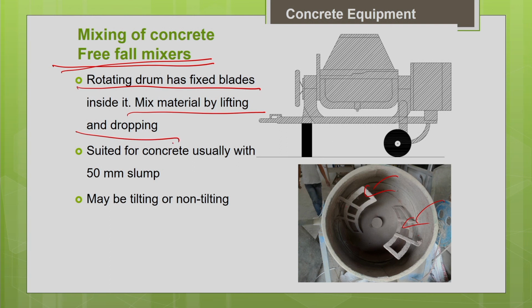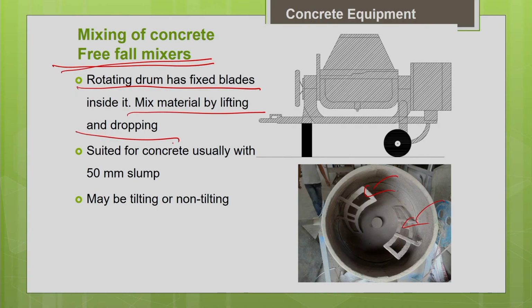That is why, for this mixer machine, you should have some desired consistency of the concrete to facilitate the free fall mechanism. If the mix is very stiff or very cohesive, this mixer machine won't be compatible. The free fall won't be possible with a very stiff mix. We need a slump of at least 50 mm to have the free fall mechanism. So a minimum 50 mm slump is needed.